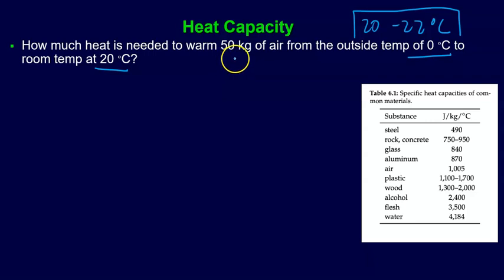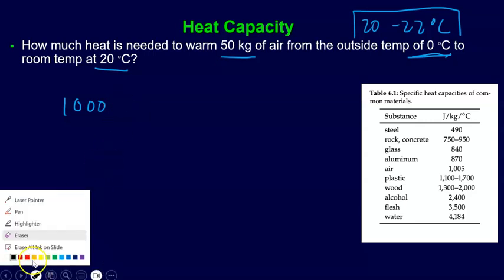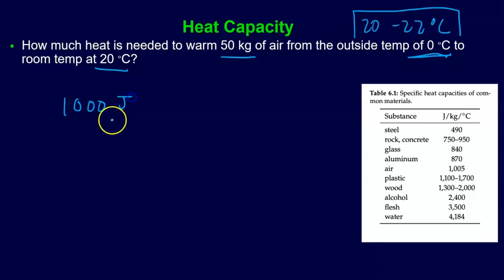And so what we're asking is how much heat is needed to warm basically one of our rooms, assuming that we're in winter and it's 0 degrees outside, up to 20. And so the way we do this is, we look here, air is, according to this, 1,005. And so just to be kind of rough, I'm going to call it 1,000 joules per kilogram per degree Celsius.